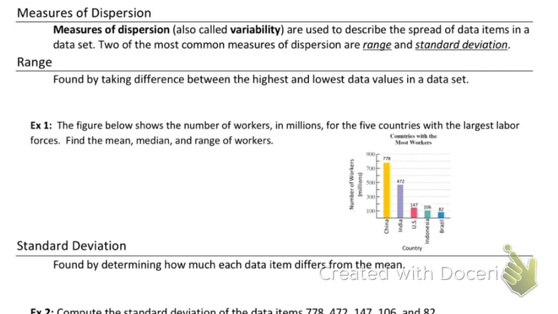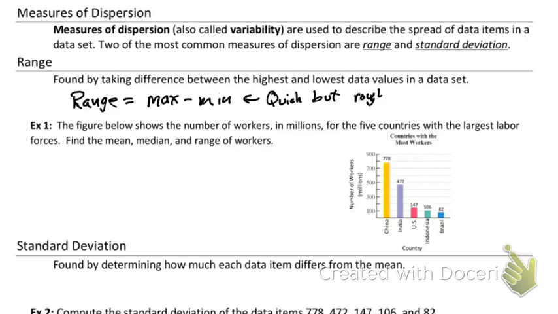Our very first way to calculate measures of dispersion is range. Range is found when you take your highest value and you subtract away your lowest value. So range is going to equal max minus min. The good thing about it is it's quick, but rough. It's a quick but rough calculation.